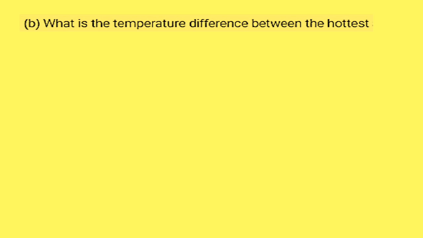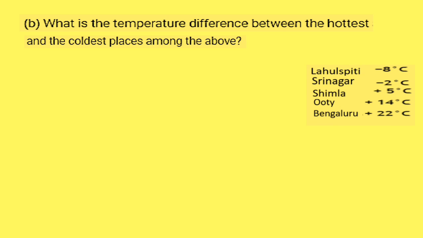Next question is, what is the temperature difference between the hottest and the coldest places among the above? For that we need the previous data. So this is the previous data. I have taken all the temperatures of 5 areas. So first I have to write the temperature of the hottest, then the temperature of the coldest place. Then I have to find the difference between the hottest and the coldest.